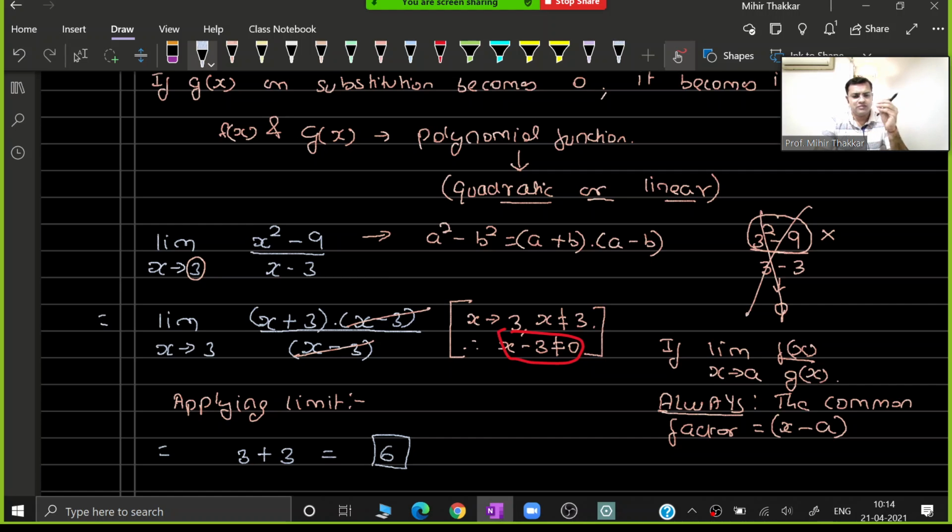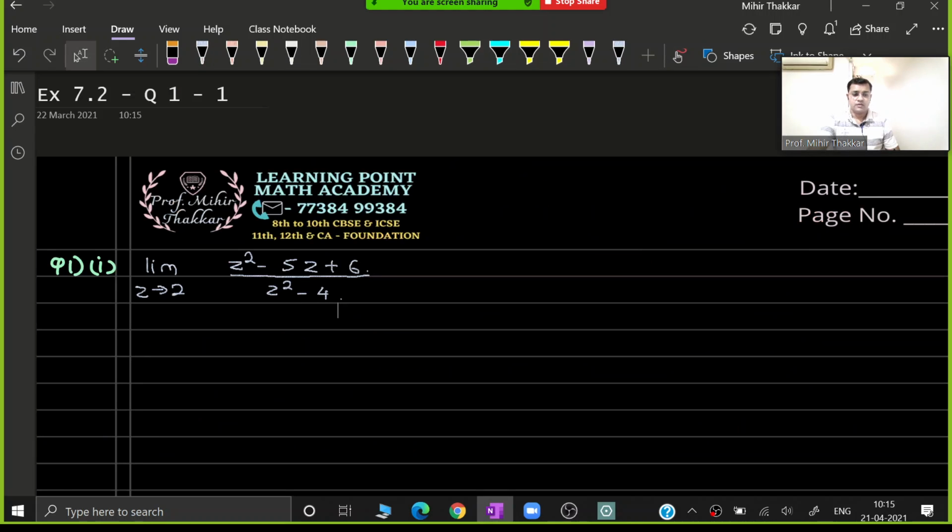Whatever you say, the meaning is the same. So let's continue with the first question of this exercise. It says over here: limit as z tends to 2, (z square minus 5z plus 6) divided by (z square minus 4). So in that case, as I did in the previous example, I will do the substitution of the limit in my rough work.